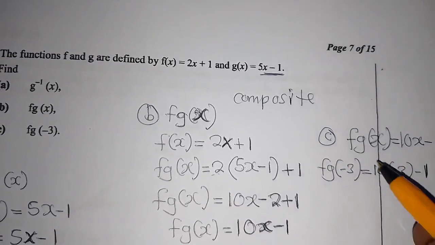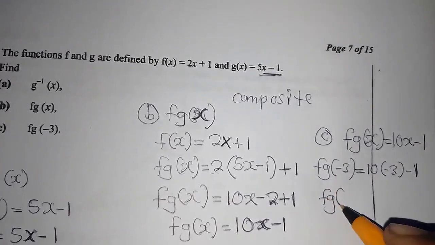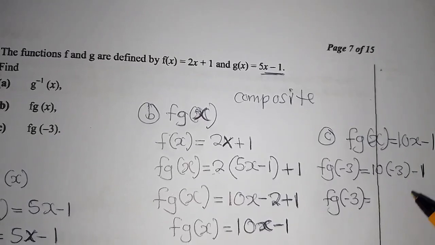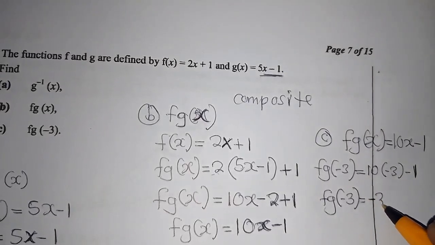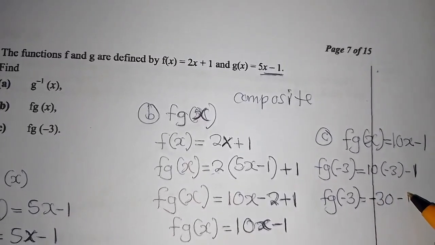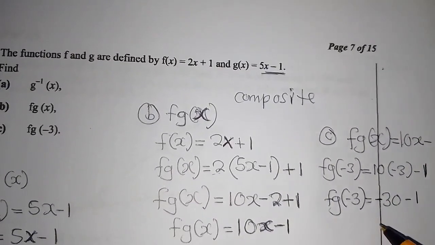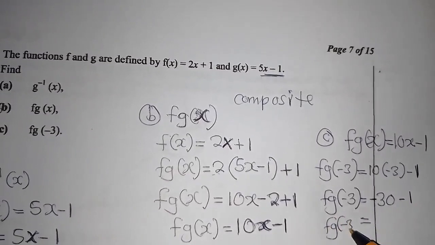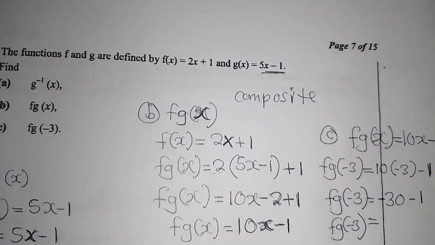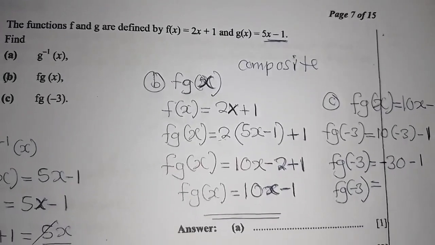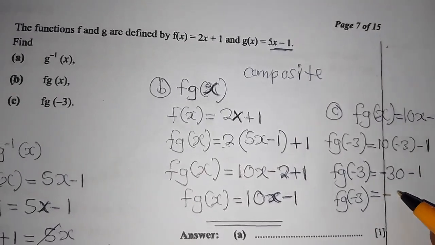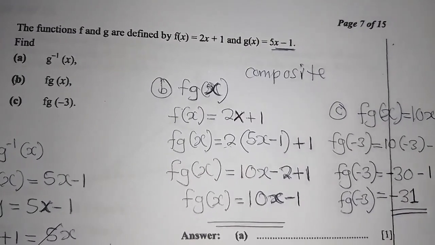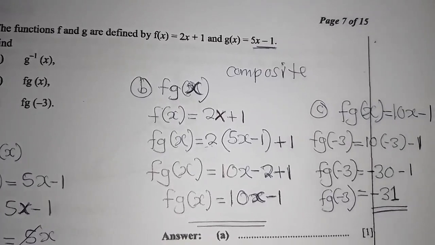So fg of negative 3 is equal to, what is 10 times negative 3? It's negative 30, minus 1. Finally, what is negative 30 minus 1? It is negative 31. This is your answer. That's how you need to answer it.